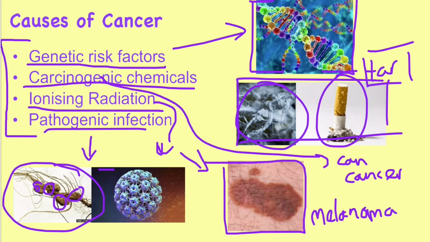In humans, the most common pathogen that we see linked to cancer is HPV. This is a viral pathogen. It stands for human papillomavirus, and this causes about 10 to 15% of all cancers in young women, and it increases the risk of cervical cancer.